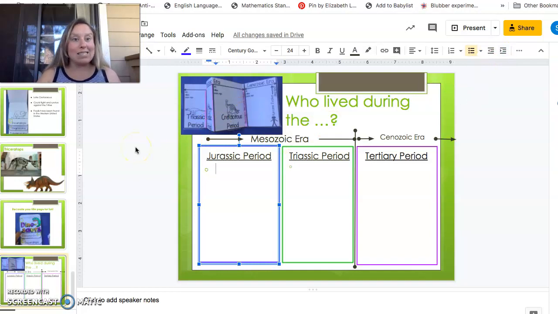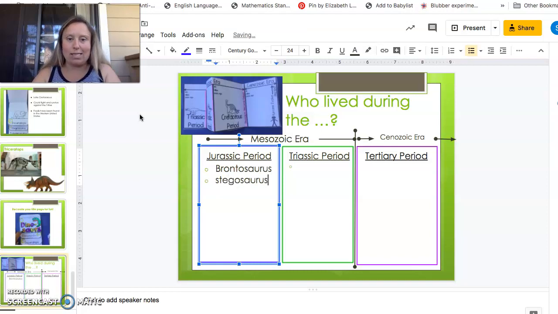All right, next step. Please go through your notes and find the names of the dinosaurs that lived during the Jurassic period that we have listed. So pause me now and list those animals here, and then we'll write them down together. Okay, so here are some Jurassic period dinosaurs. We have Brontosaurus, Stegosaurus. And then two more dinosaurs that I want to add to your knowledge, Allosaurus and Diplodocus.